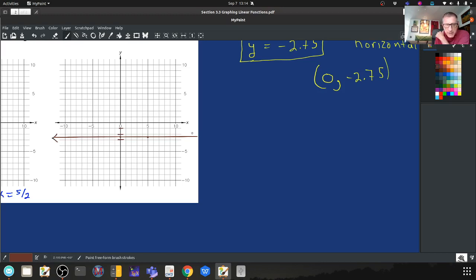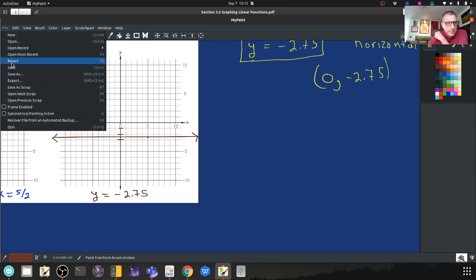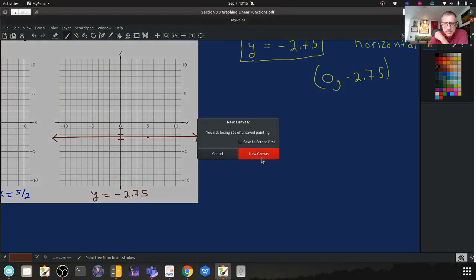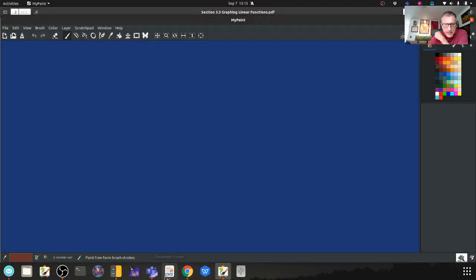No, you're not allowed to use GeoGebra for this. And this is the line y is equal to minus 2.75. Okay, let's get a new canvas. And go back.